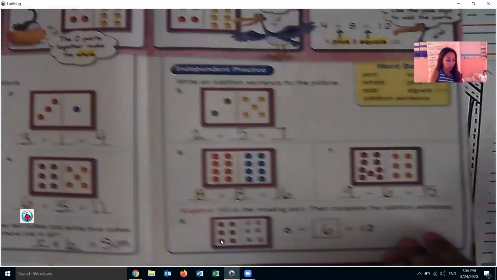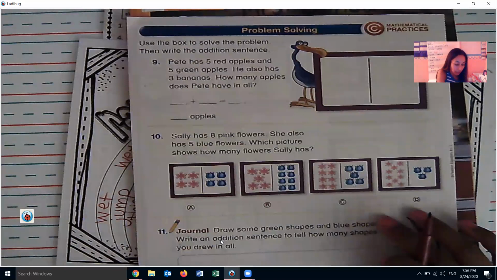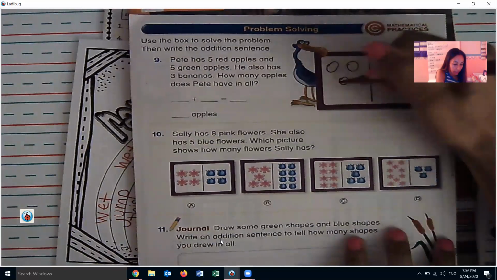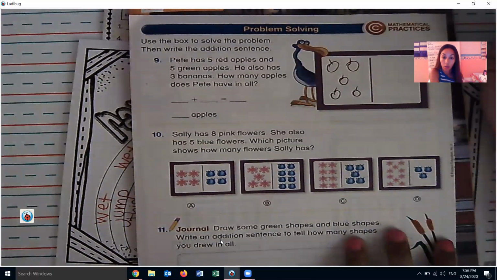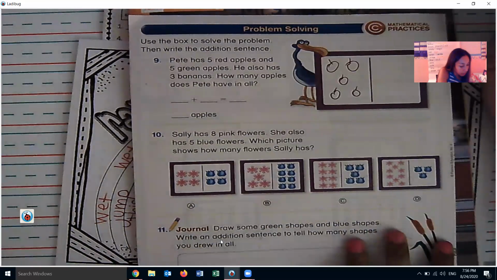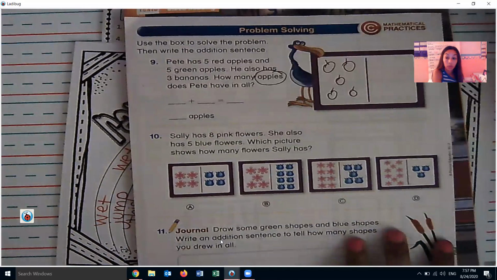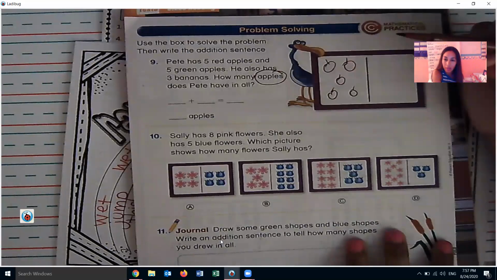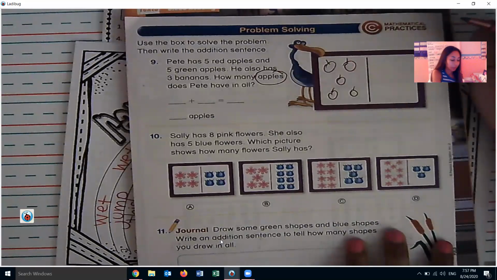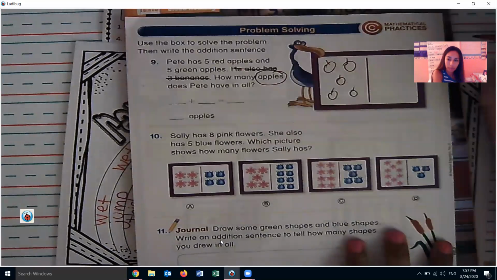I'm going to turn it over to the back side. For problem solving, Pete has 5 red apples. I'm going to draw 5 red apples and 5 green apples. He also has 3 bananas. Oh, oops. You know what? I should have read that whole problem before I started drawing a picture. How many apples does Pete have in all? Oh, they're trying to trick us here. So Pete has 5 red apples and 5 green apples. Do we need to know how many bananas he had? No. I'm going to cross off that banana sentence because it's just there to confuse me, trying to trick me.